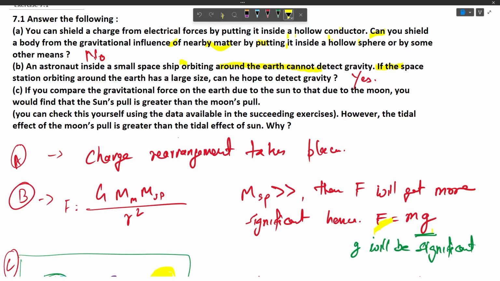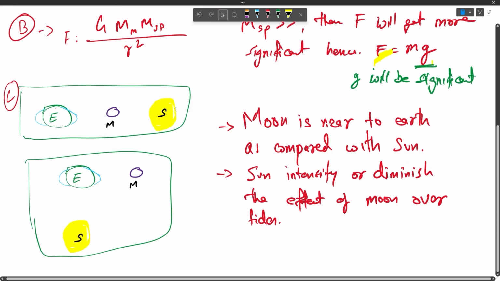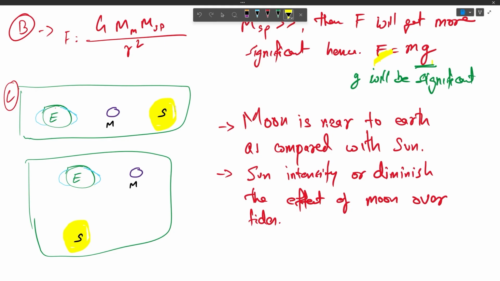Now in the third question we have, if you compare the gravitational force on Earth due to the sun to that due to the moon, you will find that the sun's pull is greater than the moon's pull. However, the tidal effect of the moon's pull is greater than the tidal effect of the sun. Why? There are a couple of reasons for that. The first is, the moon is nearer to the Earth as compared with the sun, and the sun can intensify or diminish the effect of the moon over the tides.